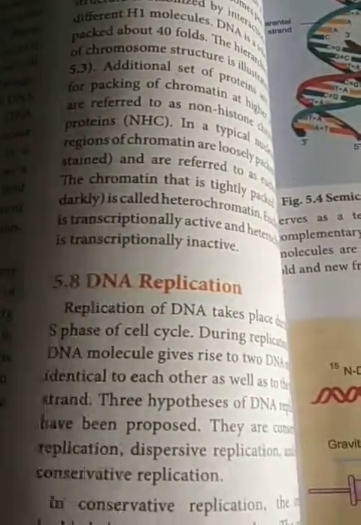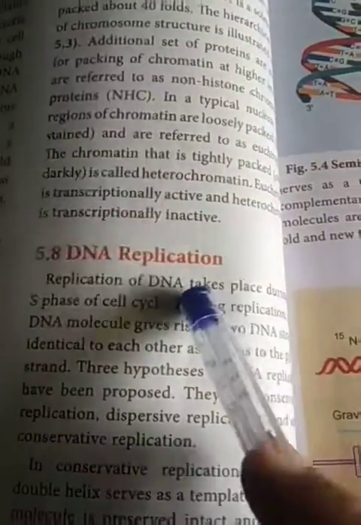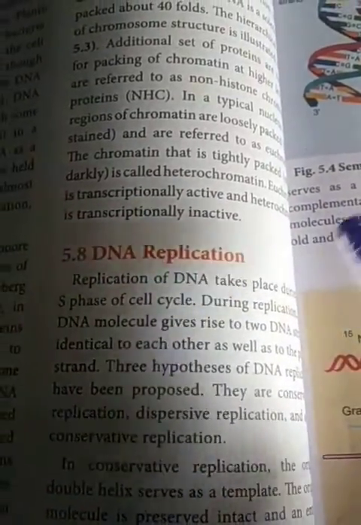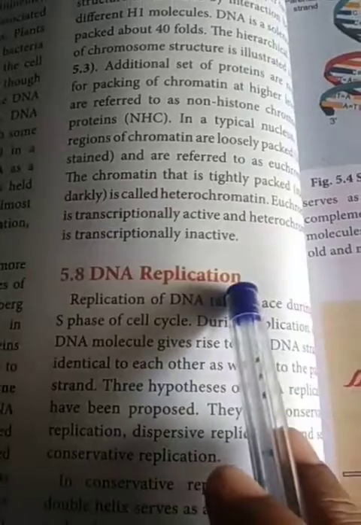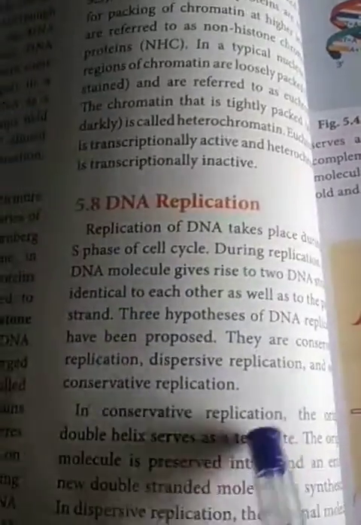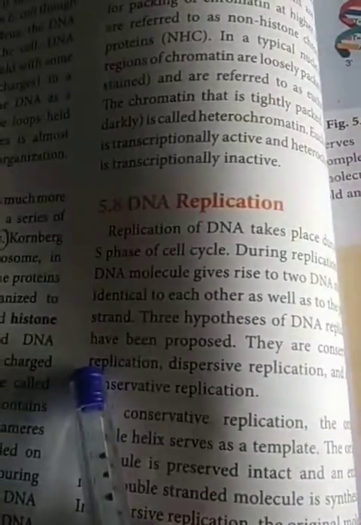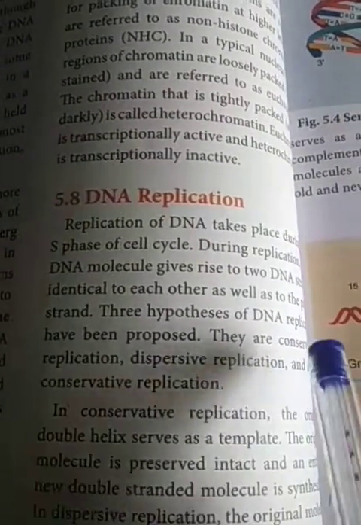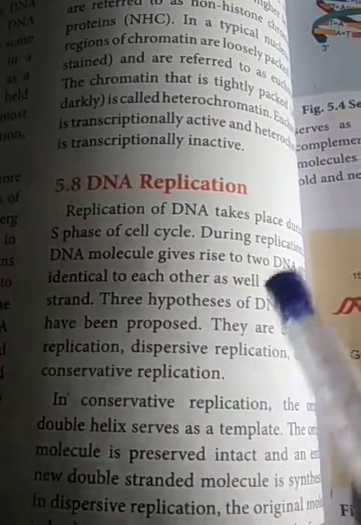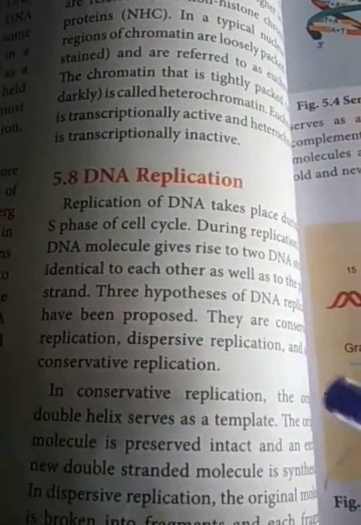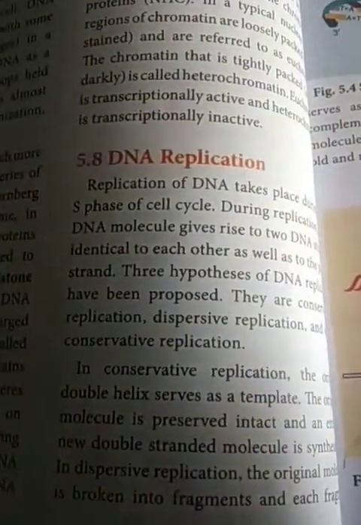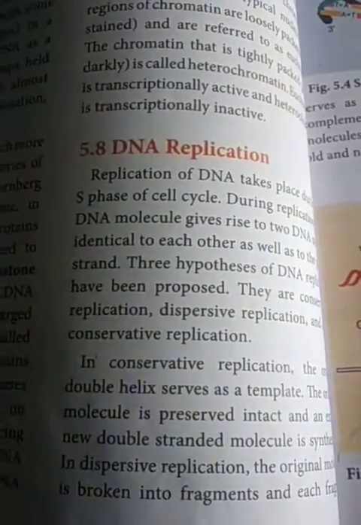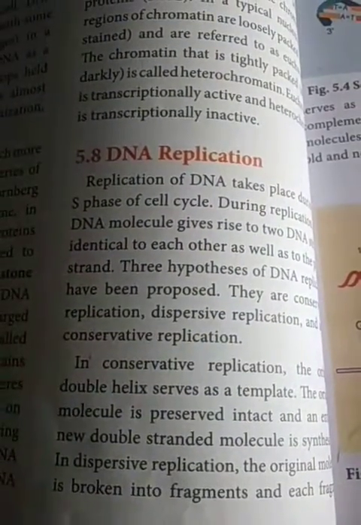DNA replication. What is the meaning of replication? Multiplication. It can produce an exact carbon copy of the DNA molecule. That process is known as DNA replication. It occurs in three types: conservative replication, dispersive replication, and semi-conservative replication. In conservative replication, the original DNA molecule produces a copy of the same DNA molecule structure. That is known as the conservative method.